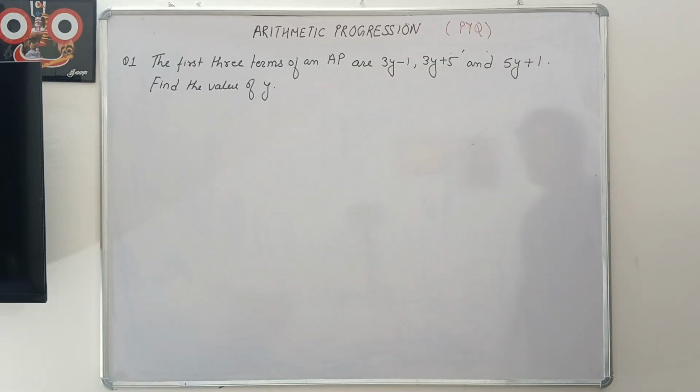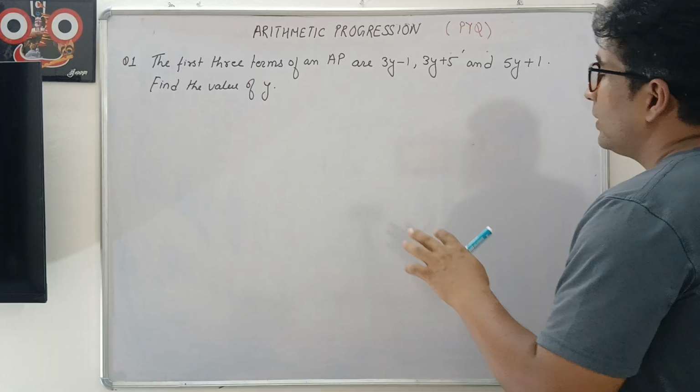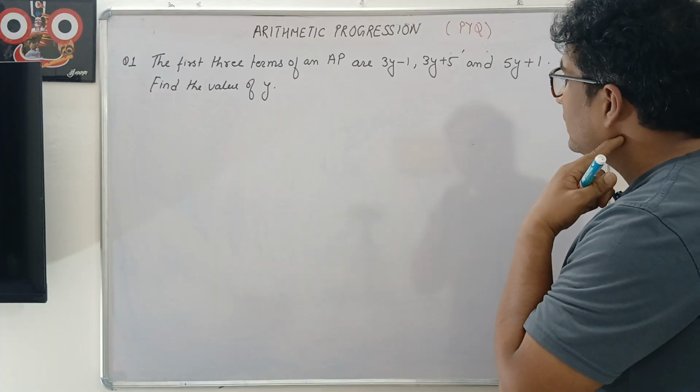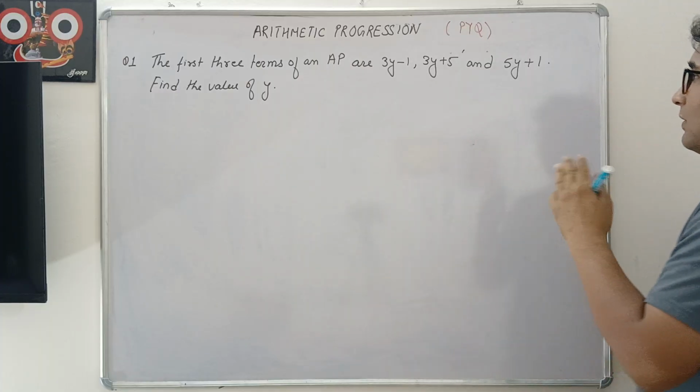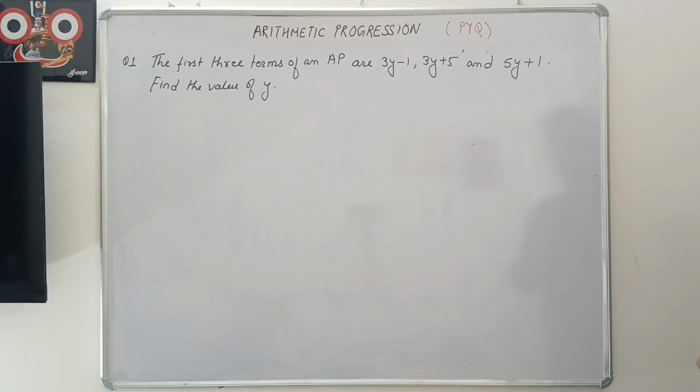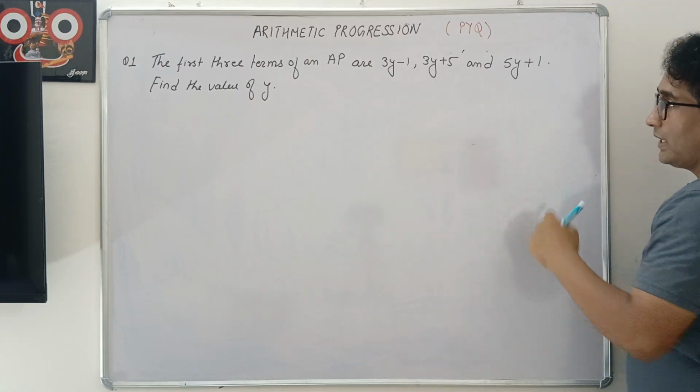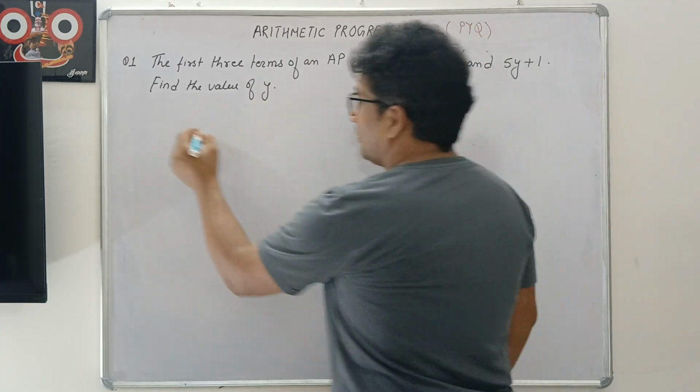And these all are PYQs. So let's see the first question. You are given the first 3 terms of an AP, and all the terms are in y, and you have to find the value of y, correct?